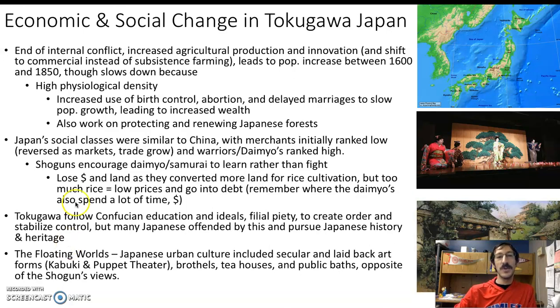So those are the changes that have been going on within Japan, and that kind of wraps up the chapter. So that is where we will stop here.